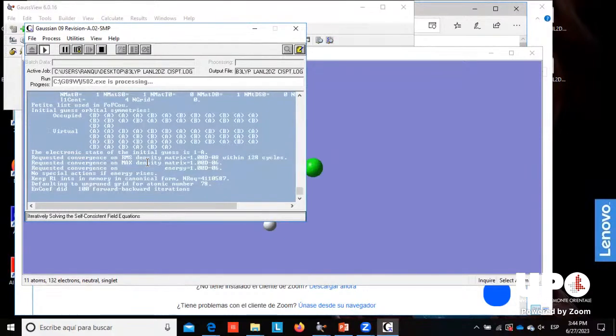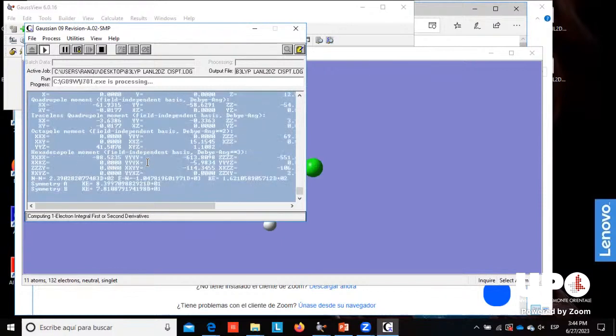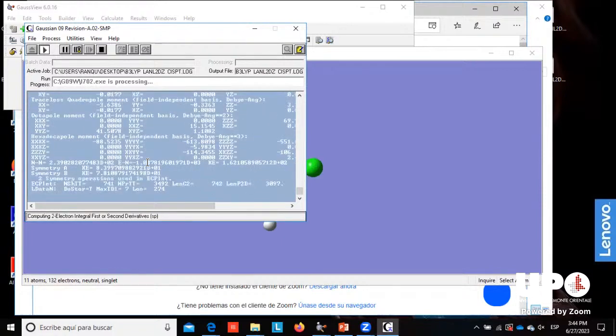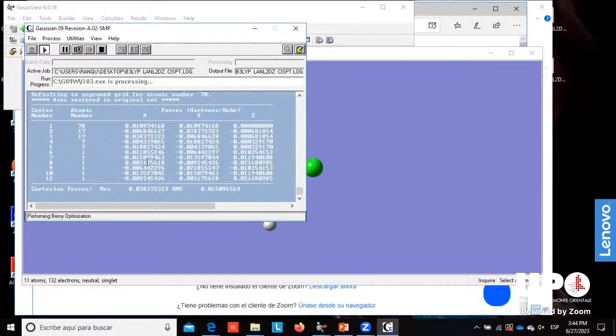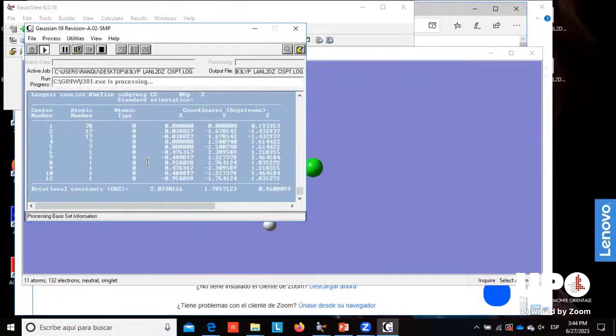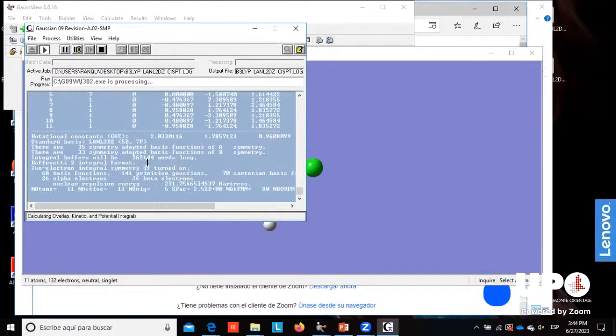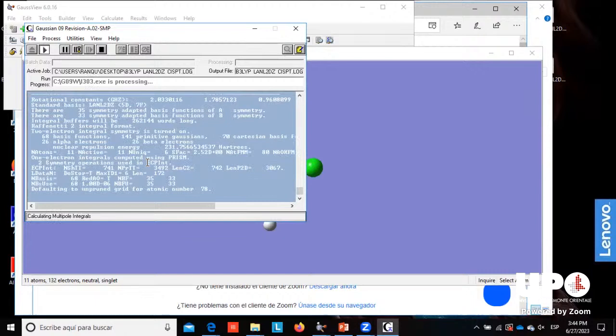Okay, so the process is as usual. And as soon as some of you finish, just let me know so that you can open the log file and check the frequencies. That's the first thing to make sure that you have an energy minimum.